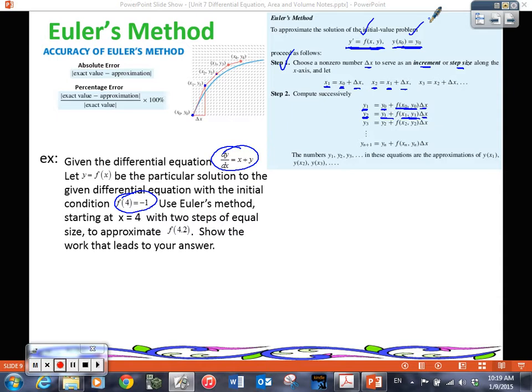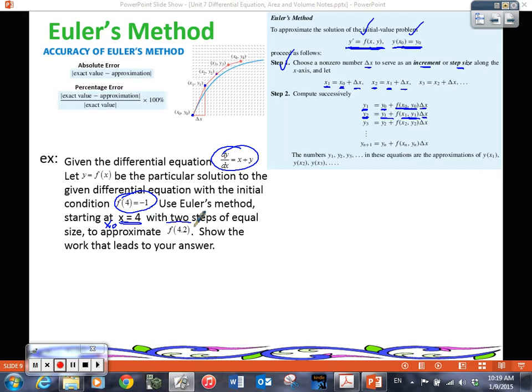They want us to start at an x of 4. So this would be my x naught. And even if they didn't tell me to start at an x of 4, I need to know that's where I start. How would I know that that's where I start? Because that's the point you're given, right? You're going to start at the point that you're given, whatever that point is. So my initial x value in this case is 4.